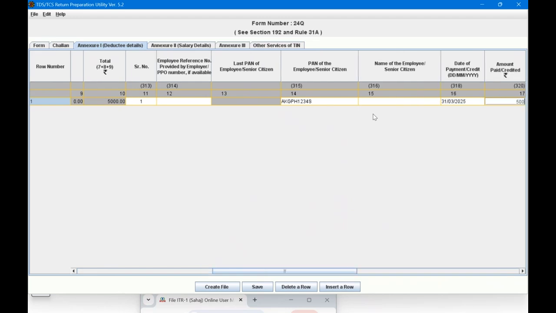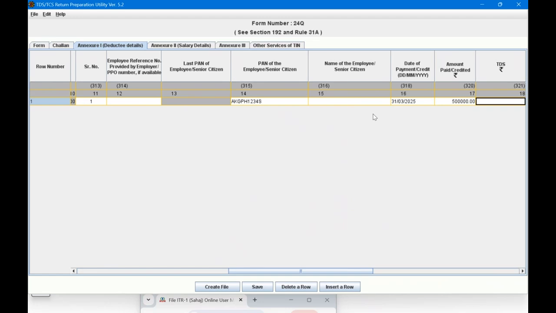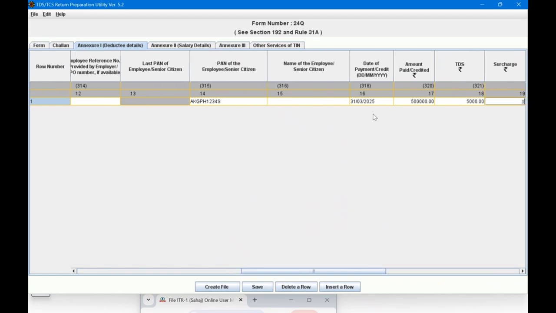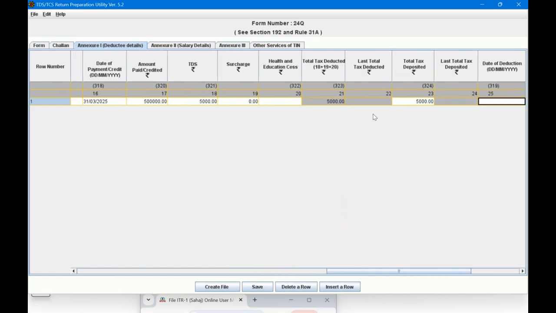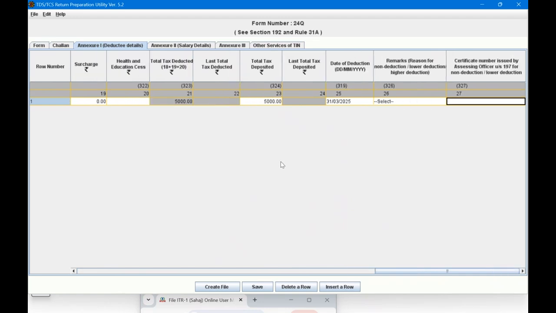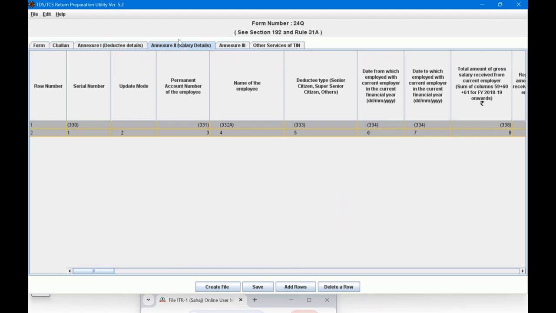Amount, it was say 5 lakh. TDS was say 5,000. There is no surcharge, etc. Date of deduction, it was on 31st March 2025. There is no lower TDS. Hence, after providing this information, which is common for quarter 1 to quarter 3, we are required to add this annexure 2 detail. Here we are required to provide the entire information of my employee, like basic salary, perquisite, etc. For this, we need to add this.